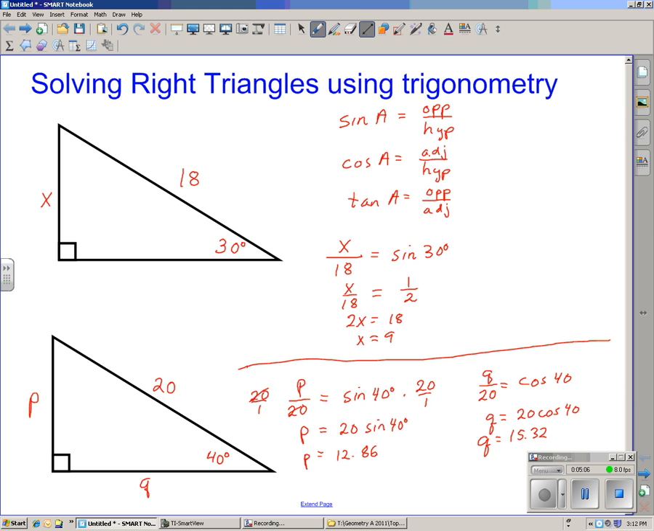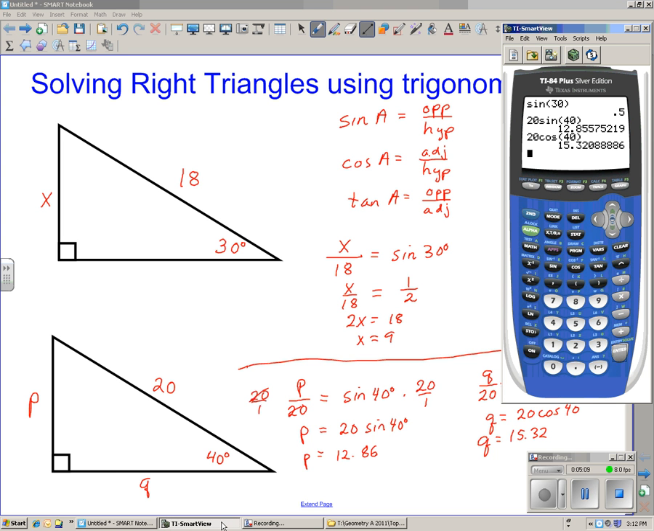Now it also should be true that p squared plus q squared should equal 20 squared. Let's check that out. I'm going to be rounding here. We could use stored values and make it more accurate, but 12.86 squared plus 15.32 squared is equal to 400.02. I think that 0.02 is just a round-off error because I know the square root of 400 is equal to 20. So hey, I think everything worked out.